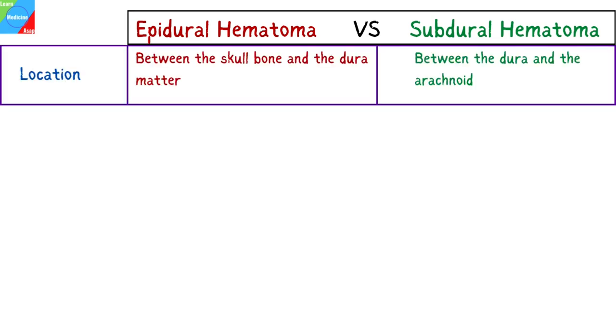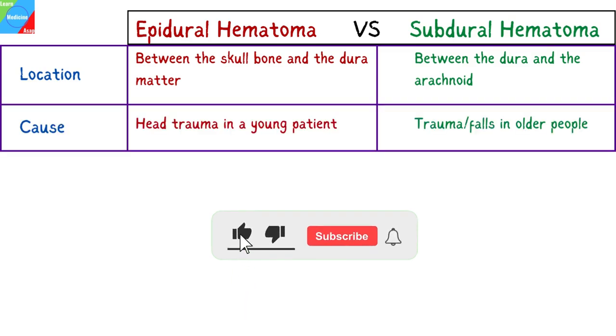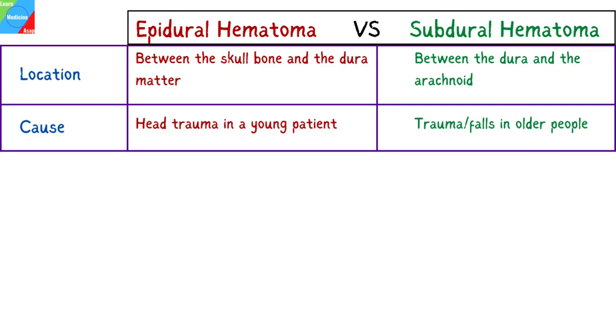For the location, the extradural or the epidural haematoma occurs between the skull bone and the dura mater, while for the subdural haematoma, the location is between the dura and the arachnoid. The typical presentation of epidural haematoma is a young patient involved in a head trauma either during sport or as a result of a motor vehicle accident, while subdural haematoma occurs mostly in adults and is frequently due to falls, and there may not be a clear history of trauma.